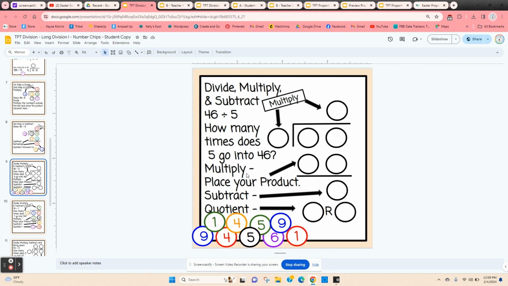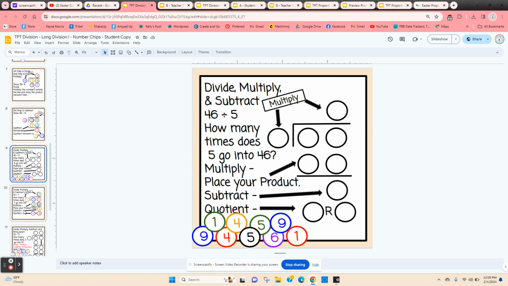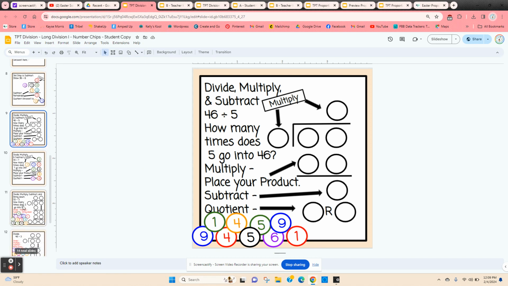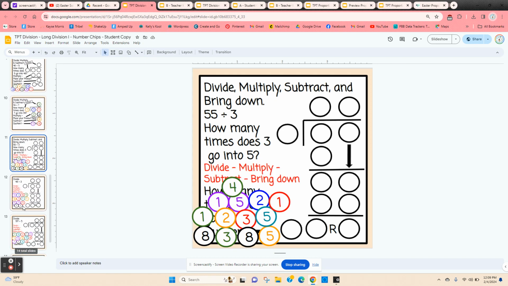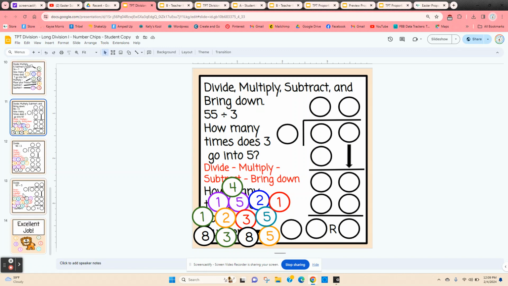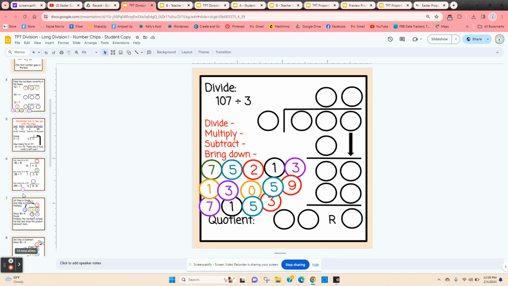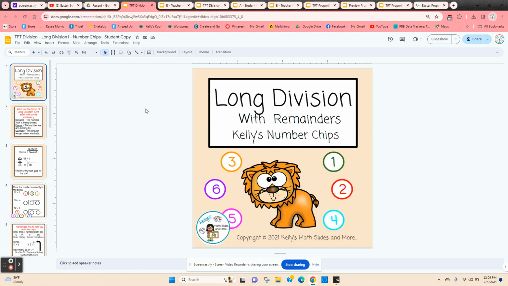Now they've got a few more problems. They're going to get a little bit longer, more difficult as they go. And then here on slide 11, they're going to use the step of bring down. And again, they have every number they need. So if they get to the end, the numbers aren't working, they know they've made an error. So in that way, it's self-checking. So this is long division with remainders using number chips.